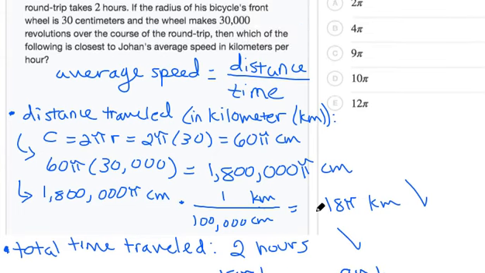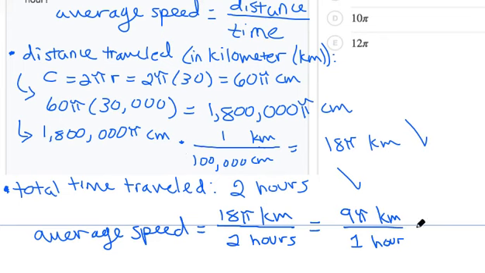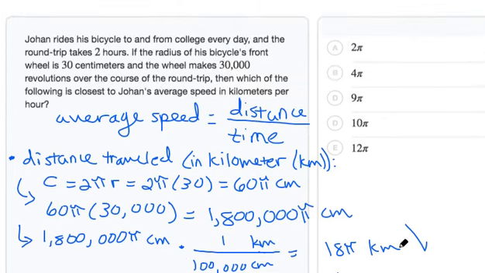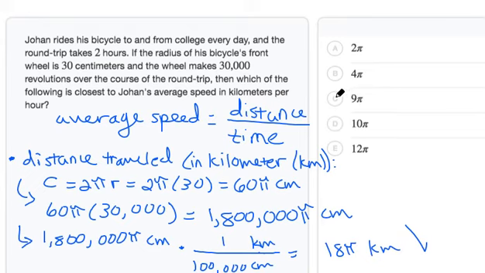Now the question asks us which of the following is closest to Johan's average speed in kilometers per hour. In kilometers per hour, that would be 9 pi kilometers per 1 hour. So that would mean our answer choice is choice C.